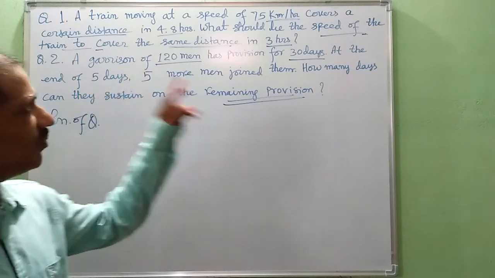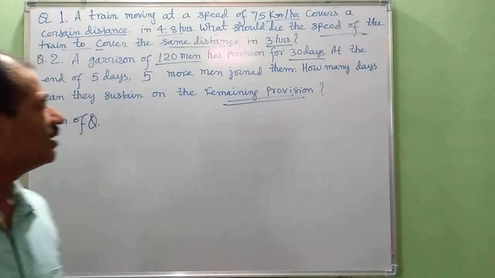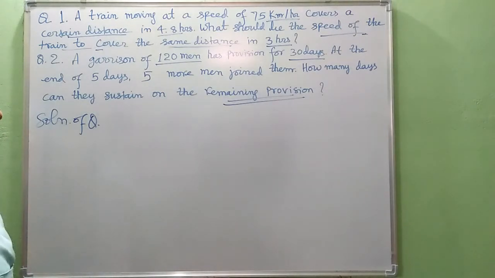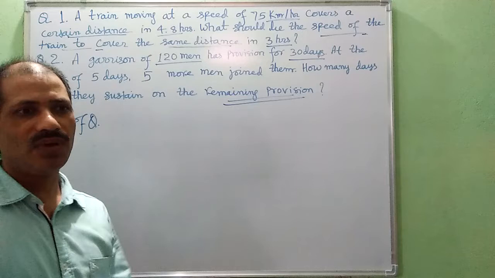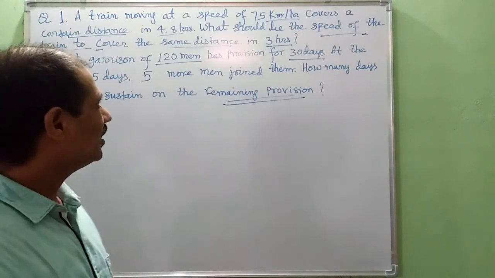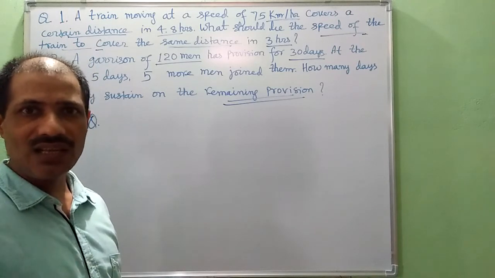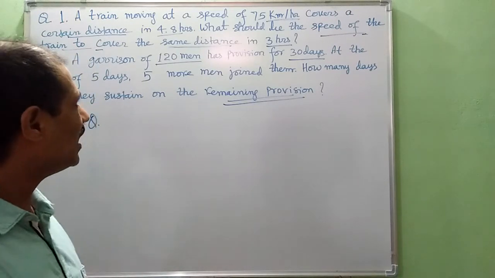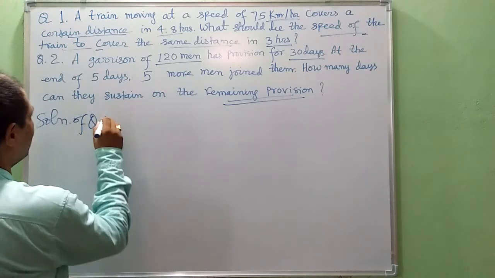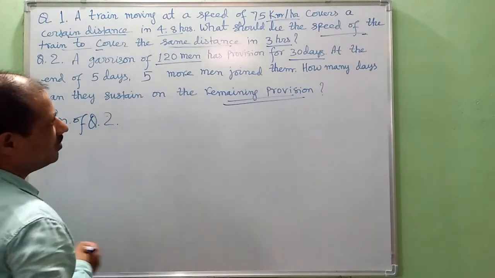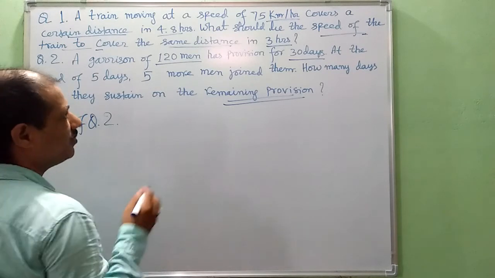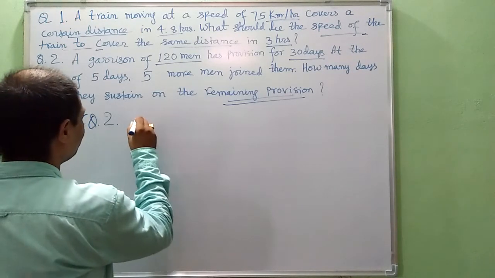So, when the number of men increases, the number of days will decrease. This is an inverse variation. First of all, we have to recognize whether the given quantities are in direct variation or in inverse variation. Here, these quantities are in inverse variation.